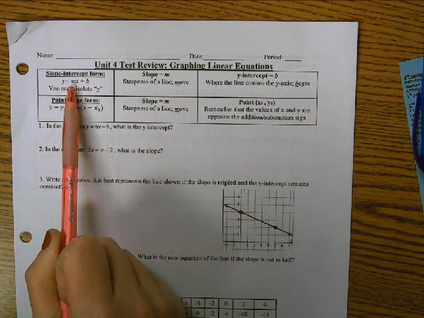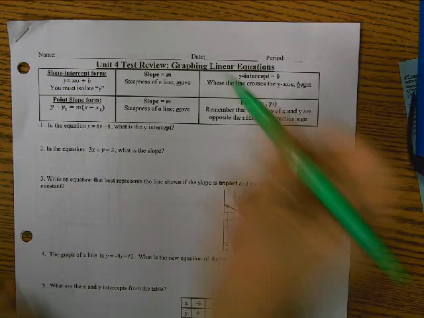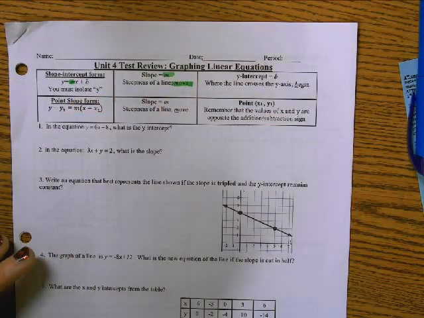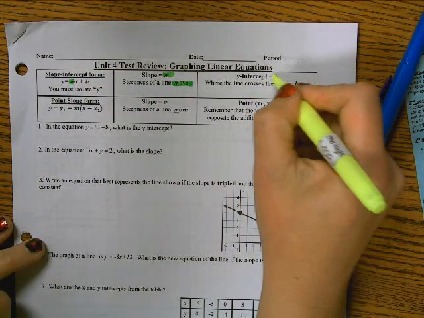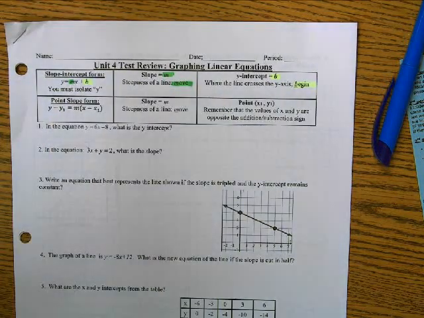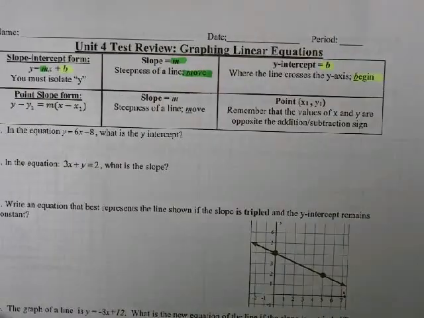Remember, in slope-intercept form, the M stands for how the line moves. So the slope is M, and that's how the line moves. And the y-intercept is B, and that's where the line begins. Okay, so those are the things you can find on slope-intercept form.